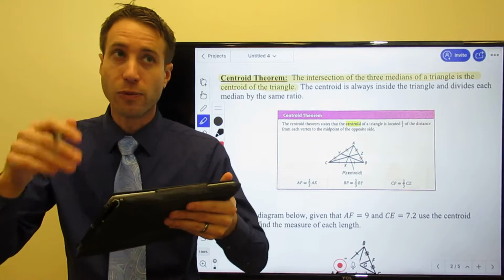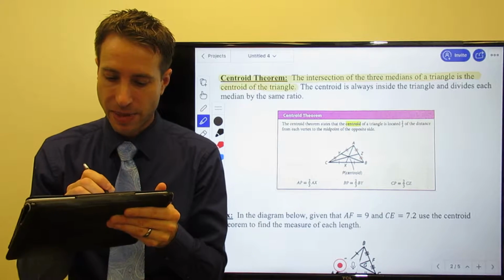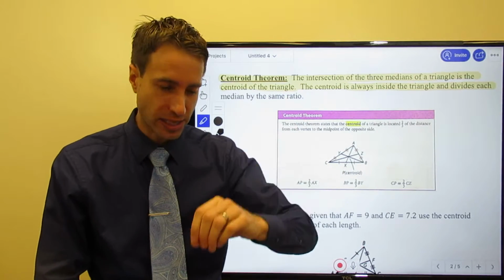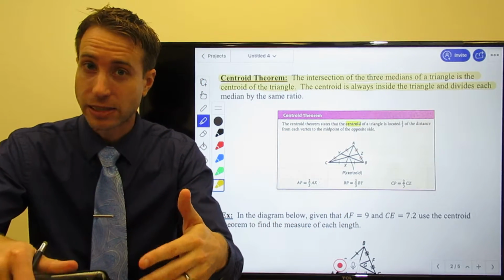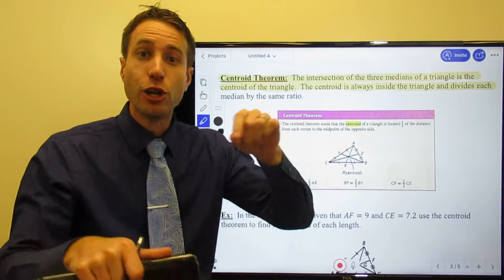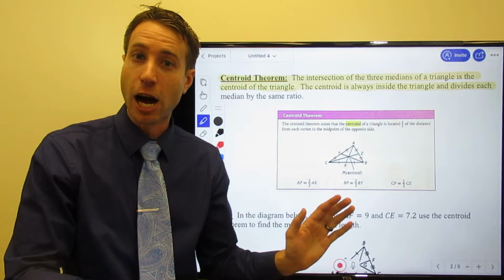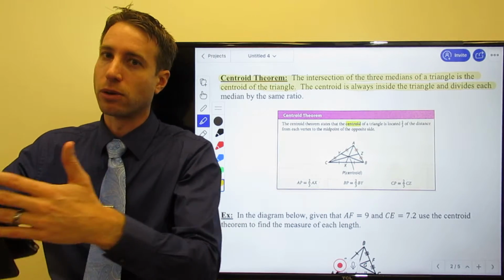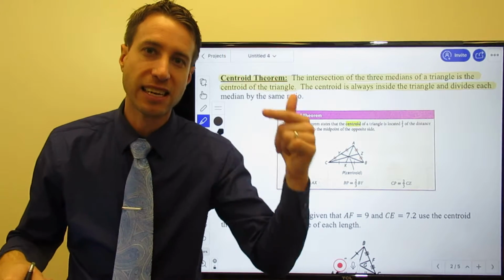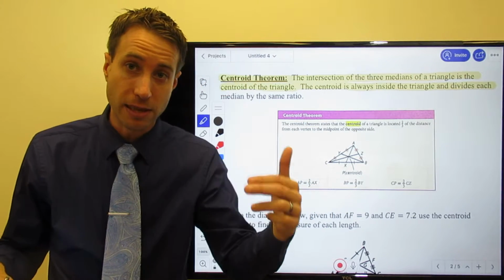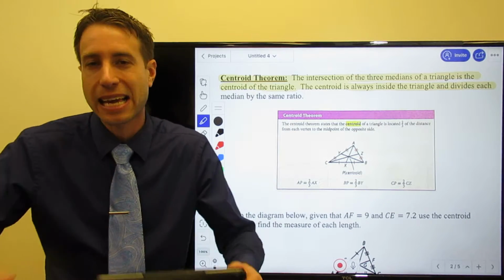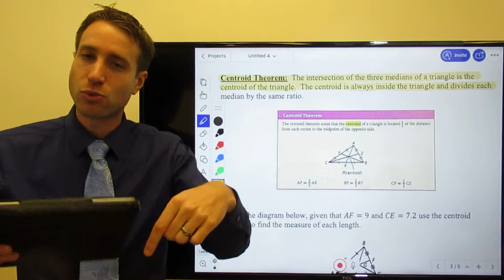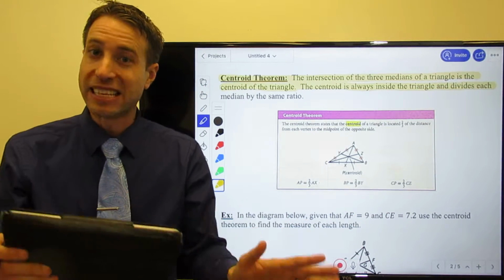Now, here's sort of where the algebra part comes in. The centroid is always on the inside of a triangle, which makes sense, right? If you're going from a vertex to the midpoint of the side opposite, there's no way that those 3 medians could intersect outside of a triangle. It's just not possible. So they'll always be on the inside of a triangle, and here's really where the algebra is going to come in, these formulas.